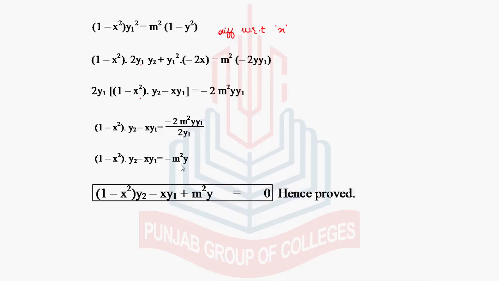And by shifting minus m square y to the left hand side, we get our required proof: 1 minus x square y2 minus x y1 plus m square y is equal to 0, which is the required result. So finally we have our proof.